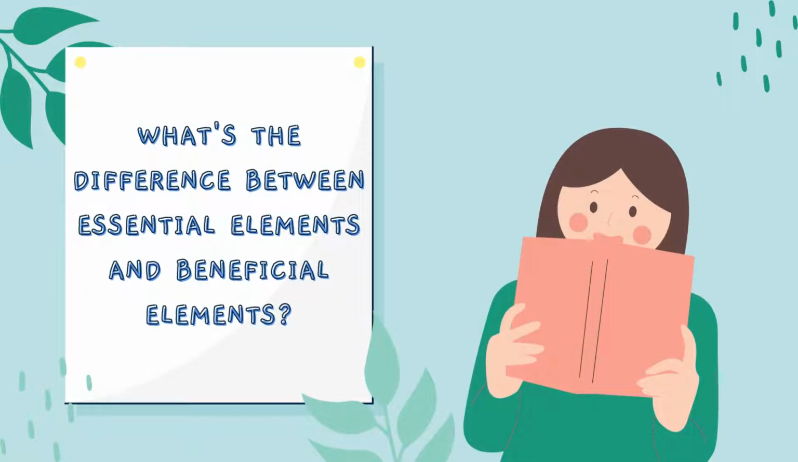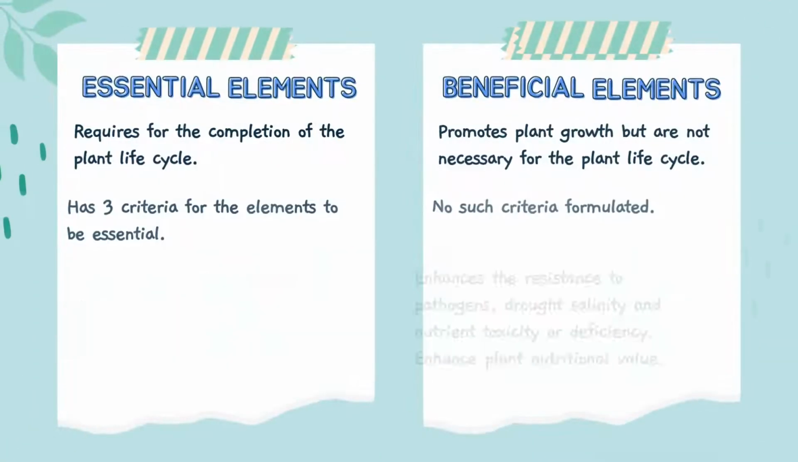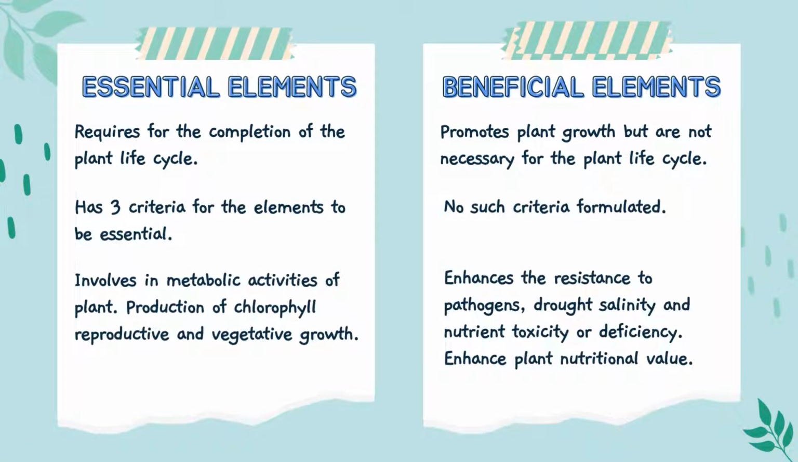So what is the difference between essential elements and beneficial elements? Essential elements are required for the completion of the plant life cycle, whereas beneficial elements only promote plant growth but are not necessary for the plant life cycle. Another difference is that essential elements have 3 criteria for an element to be considered as essential. But in beneficial elements, there is no such criteria formulated or being followed.